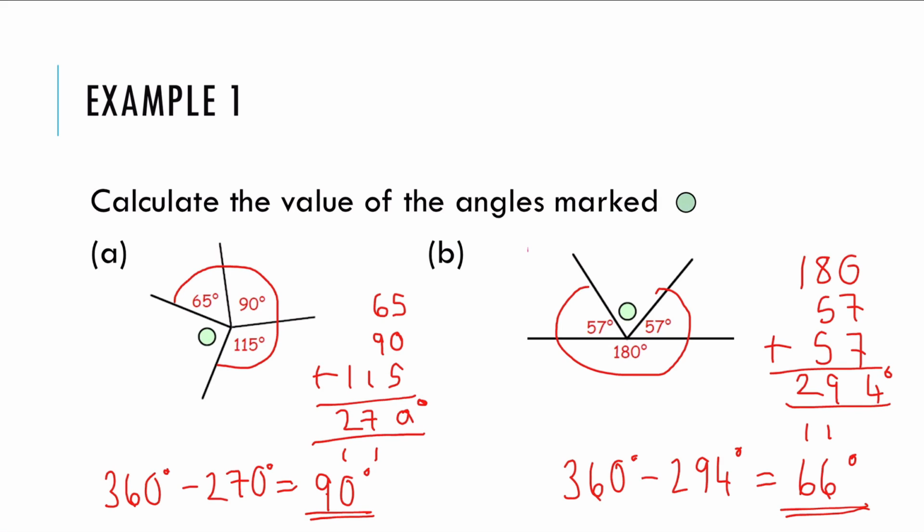And you can just check if you would estimate that roughly, since we know this missing angle here is acute, it is going to be less than 90 degrees.